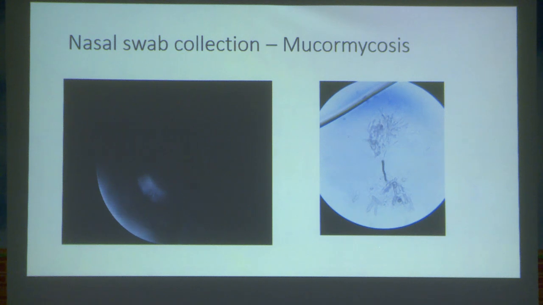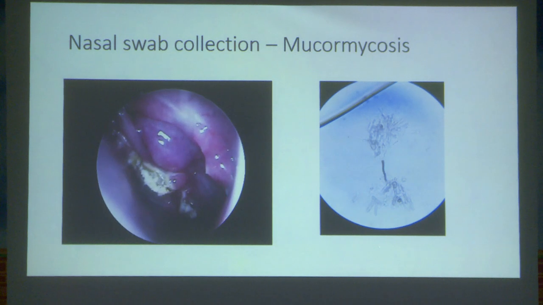And that way, our endoscopic view was the only clue that made us diagnose that this might be a case of mucormycosis and refer the patient appropriately.